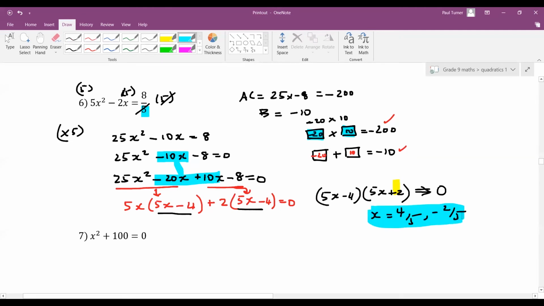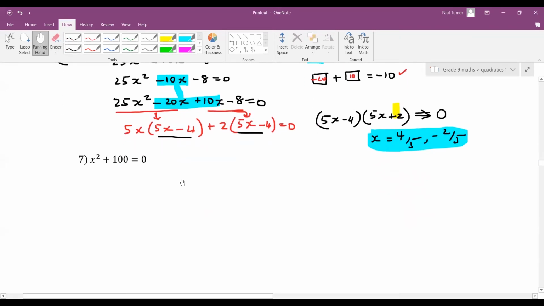Now the next one, if you look at this, if you try to solve this, you're going to have a problem. You're not going to be able to get a real number solution to this. It's not subtraction, is it? Which would be x minus 10, x plus 10. It's not that because you have plus. So we don't use this rule.